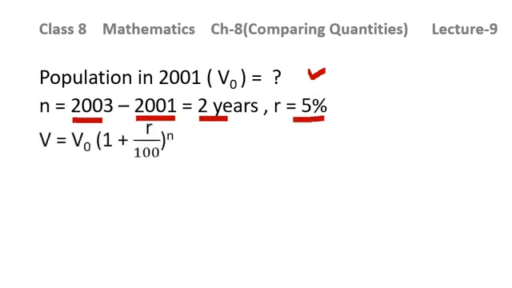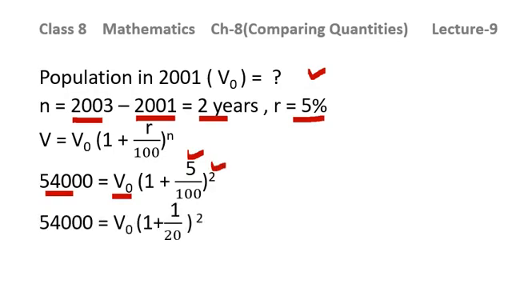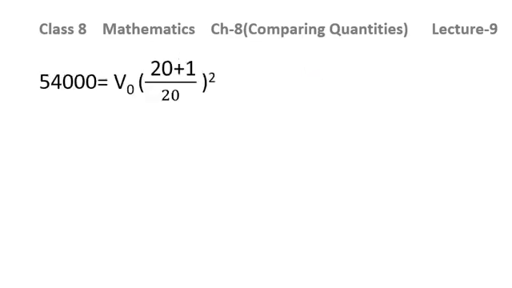So putting the values in the formula, V is given to you as 54,000. We have put that in place of V. V naught is unknown, so let it be V naught, or you can take any other variable. R is 5%, and n is 2. Then solving it, after cancelling 5 over 100, you will be getting 1 over 20. Rest will be same. So after taking the LCM in the bracket, the equation will be 54,000 is equal to V naught bracket 20 plus 1 over 20 raised to the power 2.